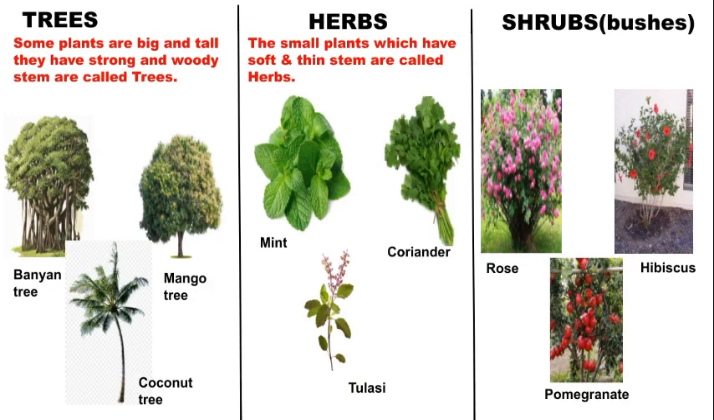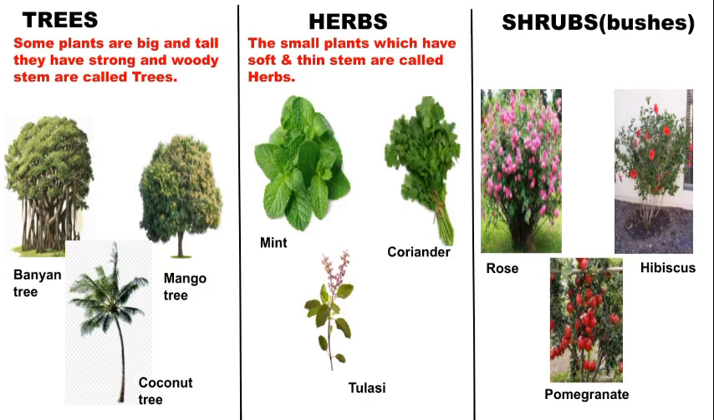Okay. So the next type of plants are herbs. What are herbs? The small plants which have soft and thin stems are called herbs. For example, mint, coriander, tulsi. Usually we all see these plants, isn't it? Yes. If you take these plants in your hand, you can break the stem easily, isn't it? Yes. So you can test it in your home. Usually we use these herbs in our kitchen also. So you can observe. Okay. These herbs have soft and thin stems.